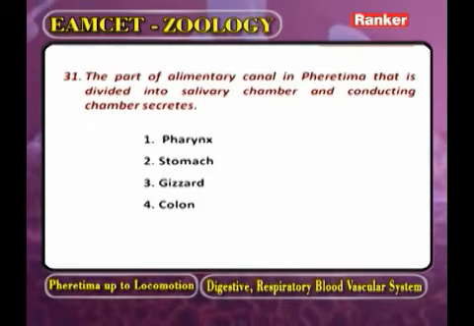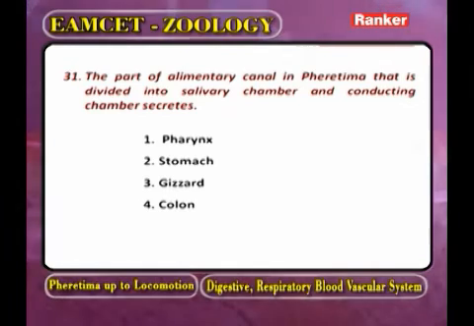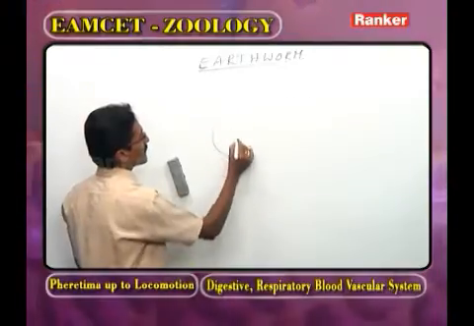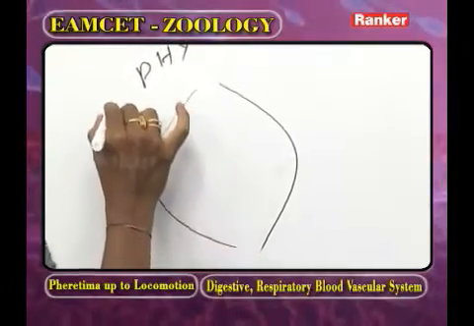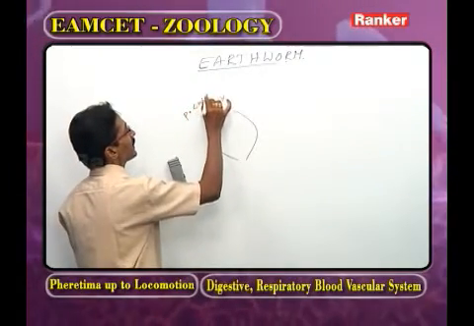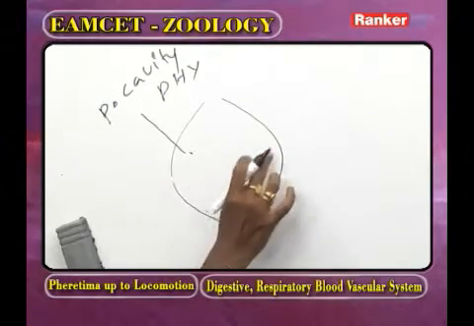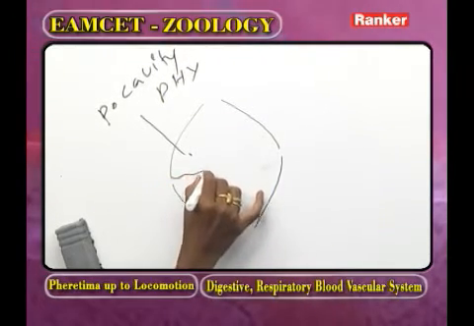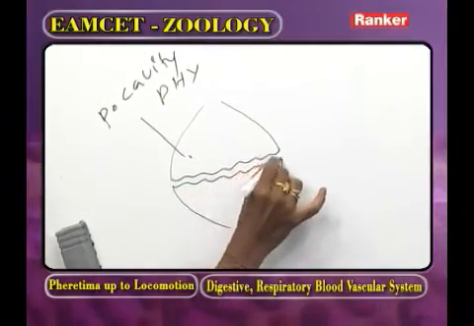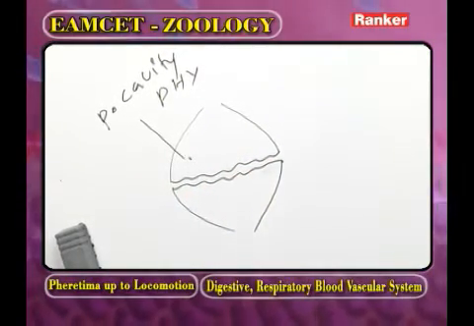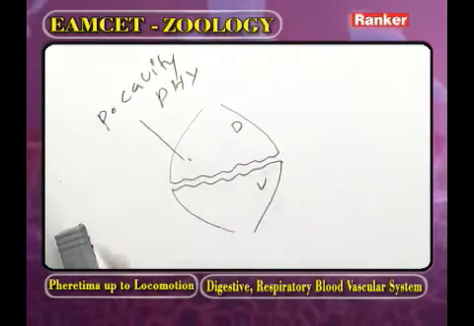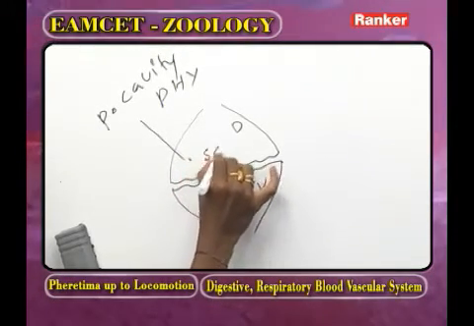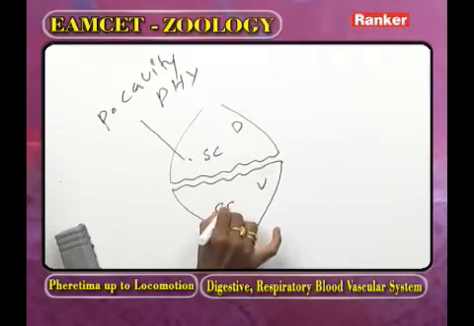The part of the alimentary canal in Pheretima that is divided into salivary chamber and conducting chamber. Now as we observe, this part is the pharynx, and this is the cavity of the pharynx, called the pharyngeal cavity. These are the lateral sides of the pharynx, which undergo invagination. So the pharyngeal cavity divides into a dorsal chamber and a ventral chamber. The dorsal chamber is called the salivary chamber and the ventral chamber is called the conducting chamber.